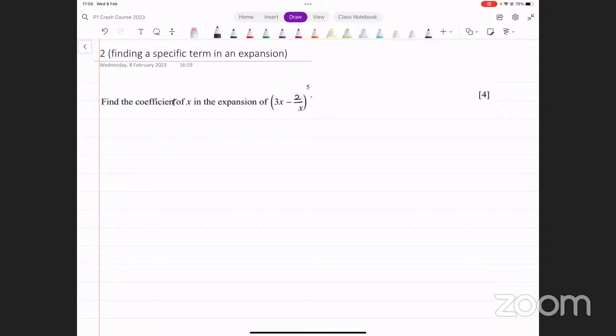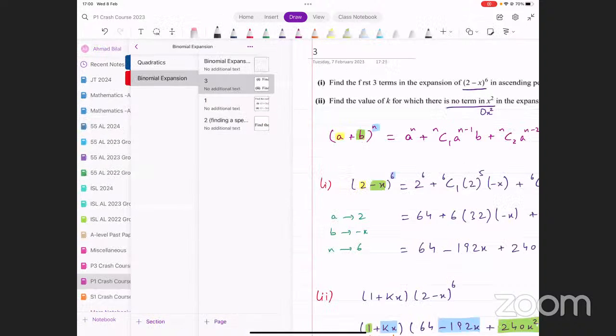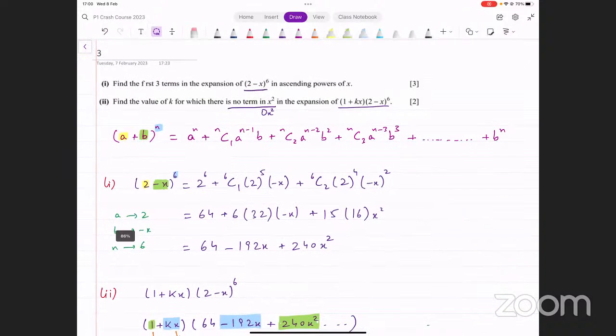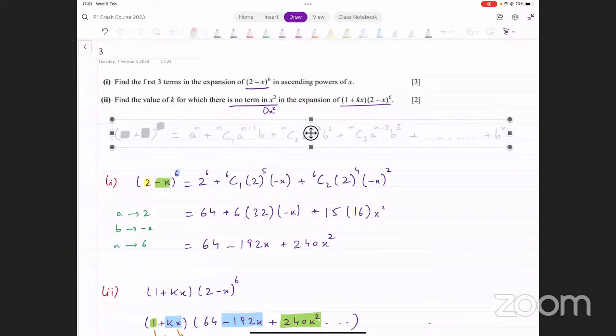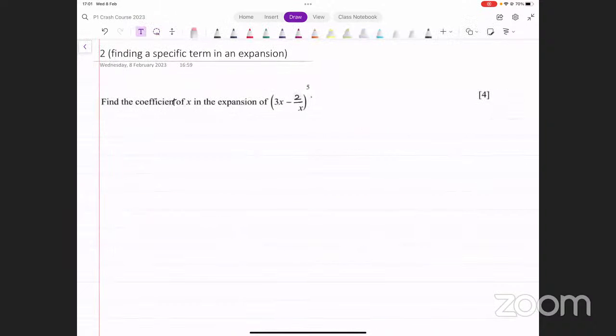All right. Now, how do we think about this? Let me just copy the formula here first. Remember, this is the formula that we've been using. A plus b whole raised to power n, this equals this whole thing. Let me just copy that formula here. We need to have that in front.